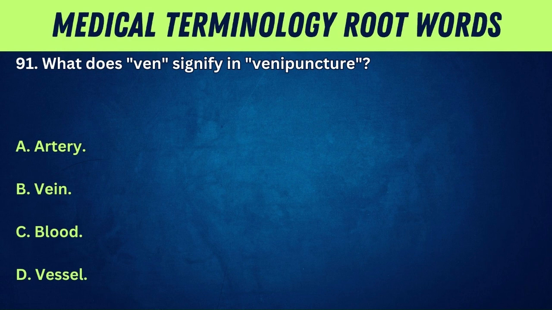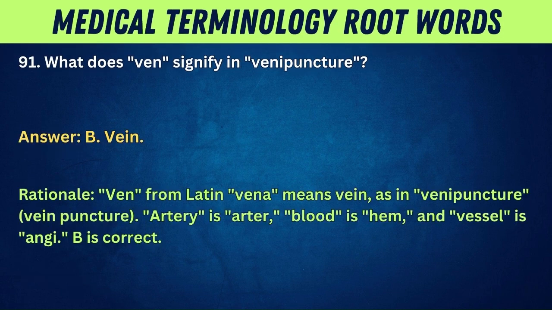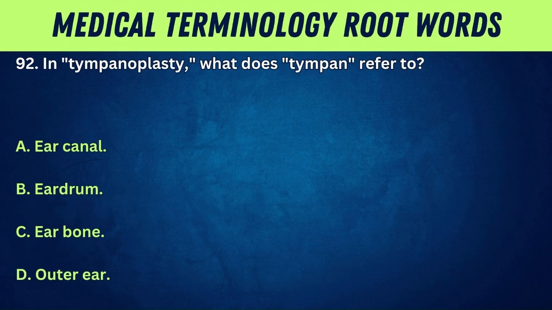91. What does ven signify in venipuncture? A. Artery. B. Vein. C. Blood. D. Vessel. Answer: B. Vein. Rationale: ven from Latin vena means vein, as in venipuncture, vein puncture. Artery is arter, blood is hem, and vessel is angi. B is correct.